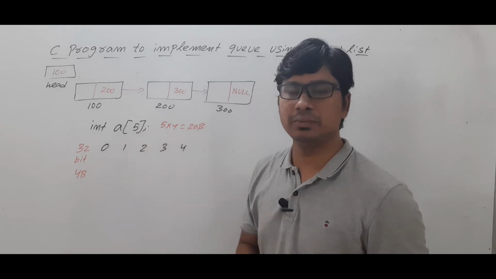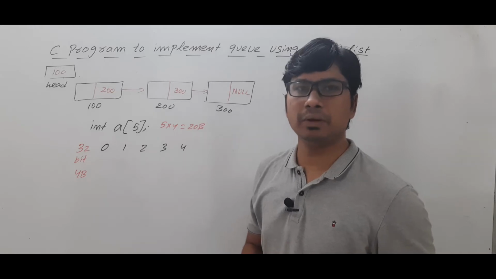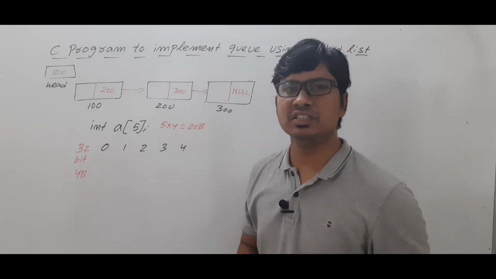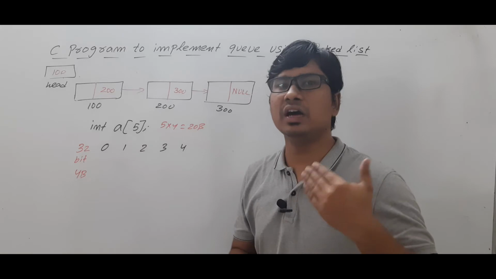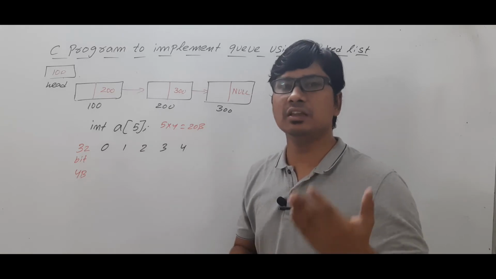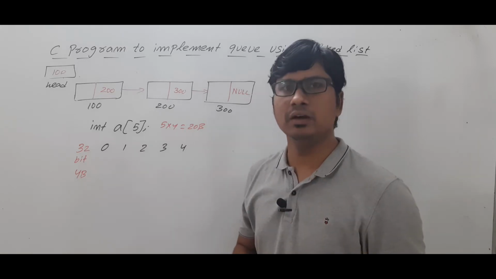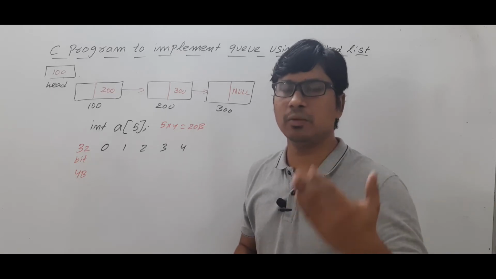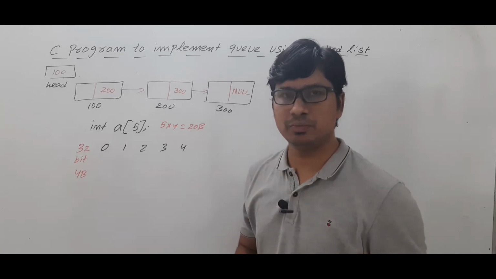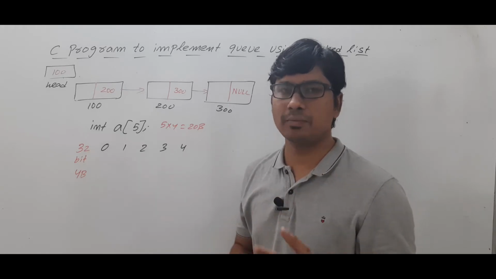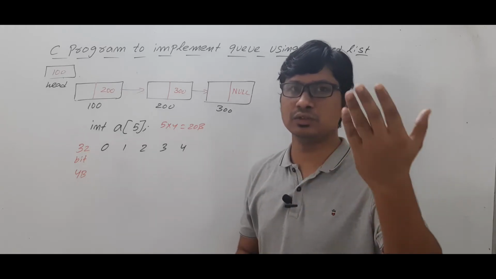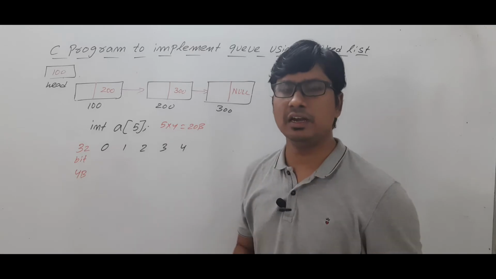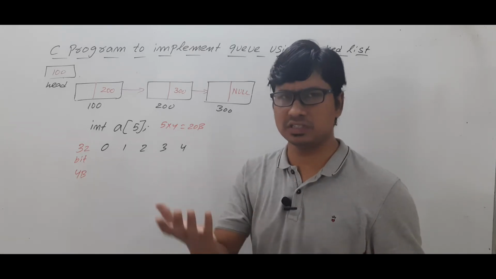To overcome this limitation, developers introduced the concept called dynamic memory allocation. Using functions such as malloc, calloc and realloc, we can allocate the memory during runtime. In the C programming lectures, I have discussed these functions in detail with examples. If you don't know malloc and its syntax, I request you to watch the C programming lectures and come back to this video.